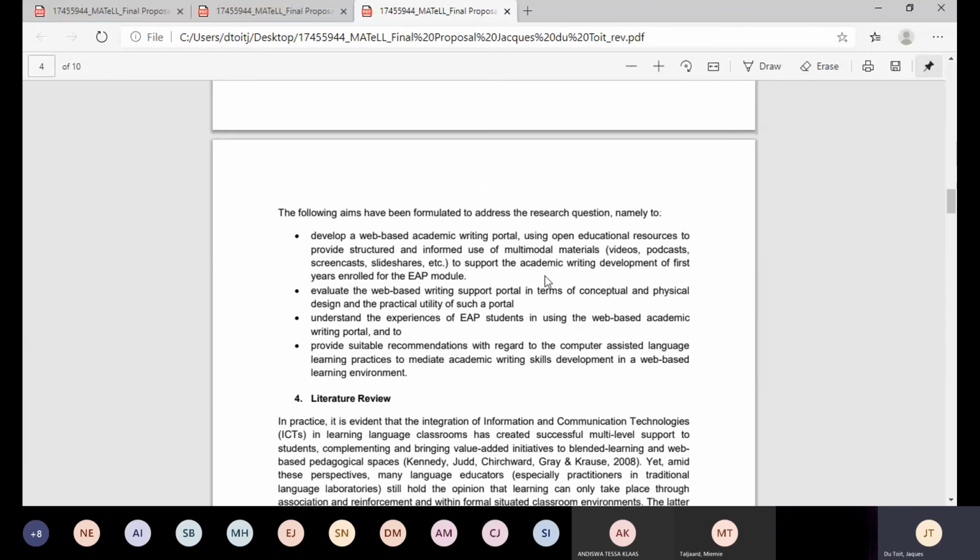Now, part of my research aims was to develop a certain portal, to evaluate the portal, to understand the experiences of students, and it's okay to use the word understand. So that is what I did, and also my last objective was to come up with suitable recommendations.